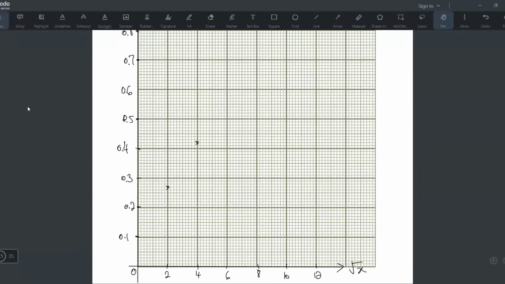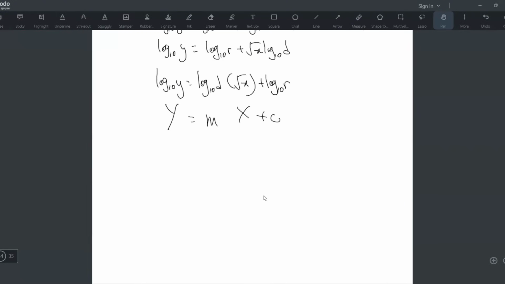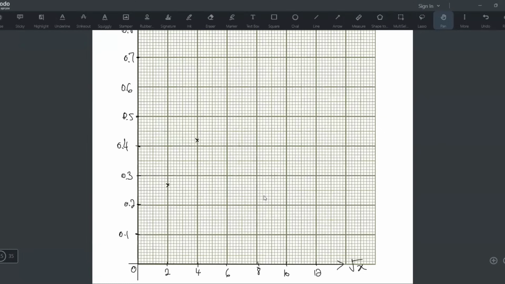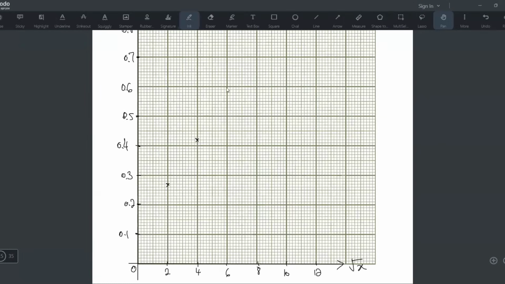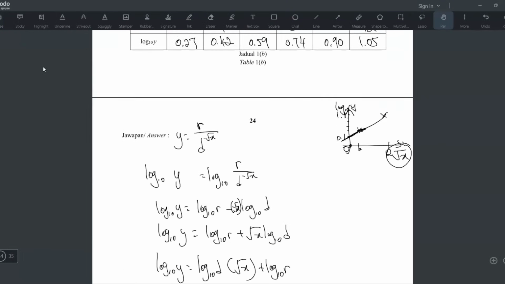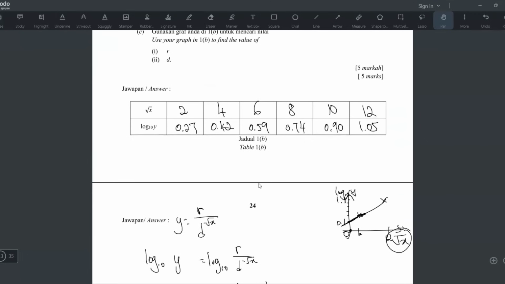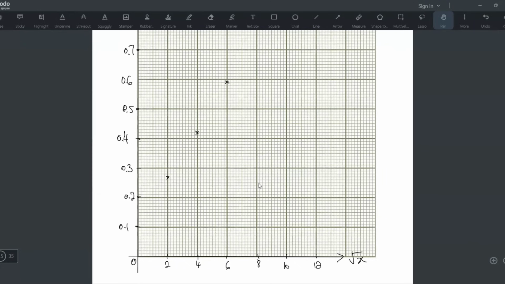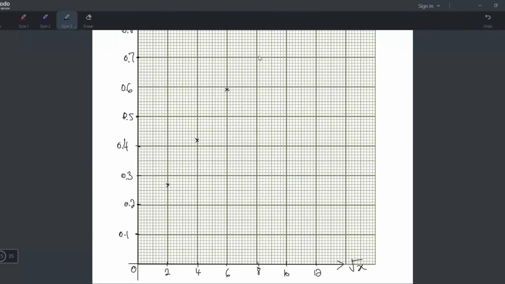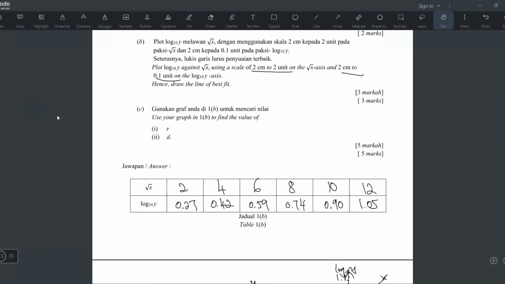Okay, sudah siap. Next one, 6, 0.59. Okay, 6 is here. 0.59 is 0.6 turun 1 kotak. Siap. Okay, next one is 8, 0.74. So 8 dekat sini. 0.74 is 0.7 naik 4 kotak. So it's here. Yeah, because you naik 71, 72, 73, 74. Okay, done. Next one, 10, 0.9.